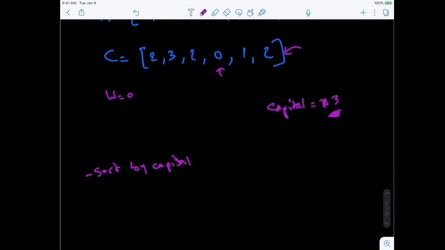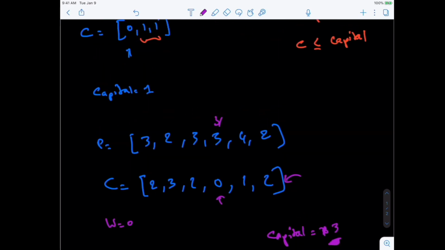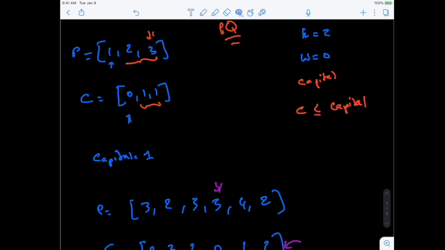And so what do we need for that? We need, let's call it a priority queue, right, by profit. Okay, and this one will contain only those that have capital smaller or equal to our current capital value. And if we do this, we should be able to solve the problem, right? So let's actually run it on an example here. So let's run it on this simple one first.